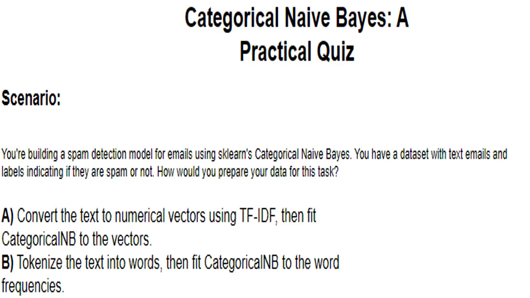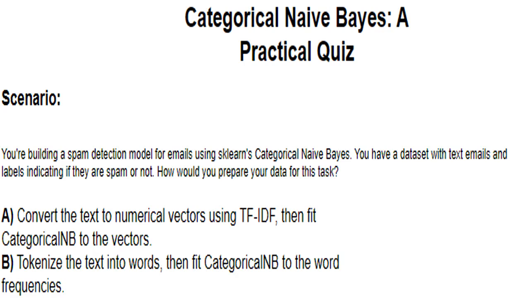Convert the text into numerical vectors using one-hot encoding, then fit categorical NB to the vectors. D. All of the above. True. TF-IDF, term frequency inverse document frequency, is a widely used technique for representing text as numerical vectors. It captures the importance of words in a document relative to the entire corpus. The resulting vectors can be used directly with categorical NB.